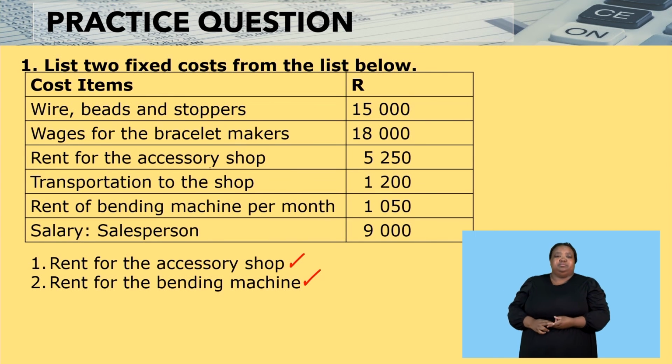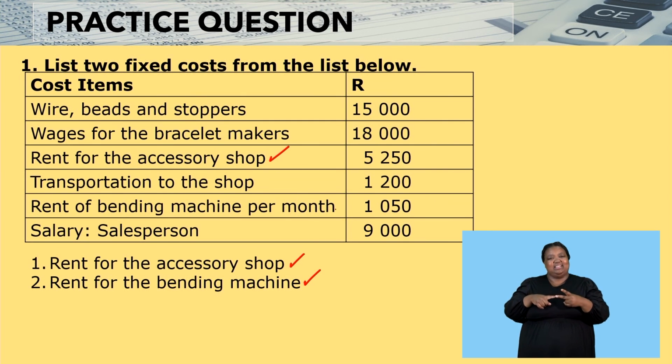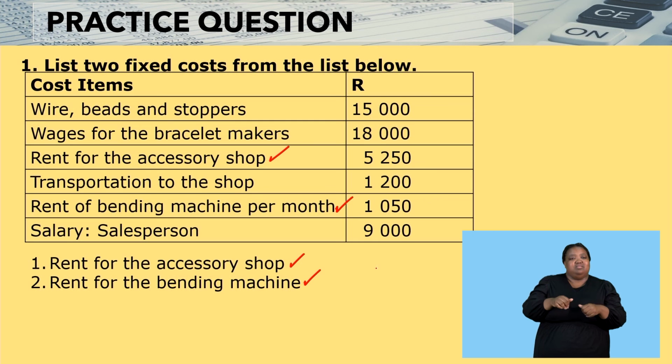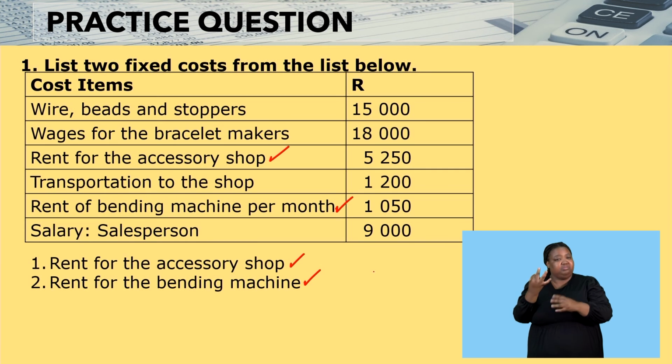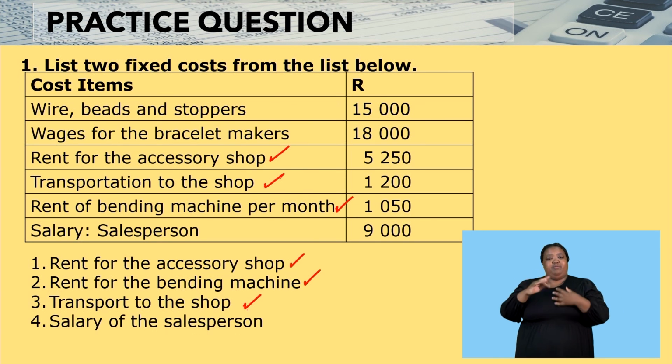So the first one is the rent, and we also have rent for the bending machine. I know the question only wants two, but let's see if we can get a third one. The third one is the transport to the shop. That becomes number three on the fixed cost. Number four, lastly, is the salary of the salesperson. That also is a fixed cost.